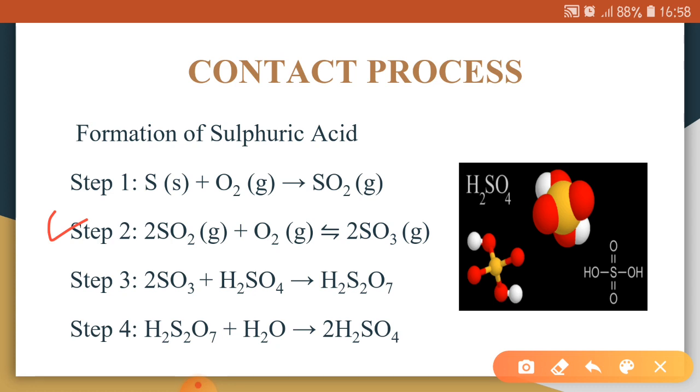So we will be increasing the yield of sulfuric acid by increasing the yield of sulfur trioxide. How will we increase the yield of sulfur trioxide? By applying Le Chatelier's principle. Why is there a need to increase the yield of sulfur trioxide? Because in a reversible reaction the yield of the product is always less. So we want to increase that yield. How would we increase that yield? By applying Le Chatelier's principle.